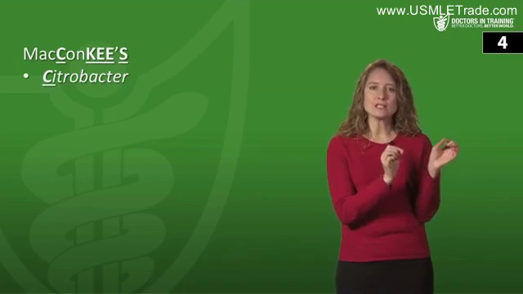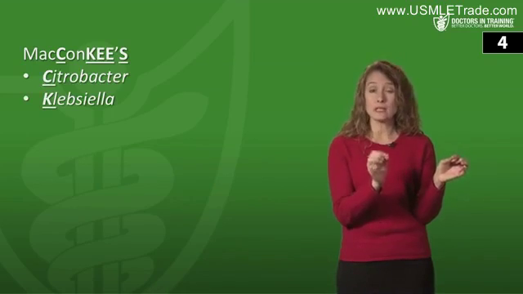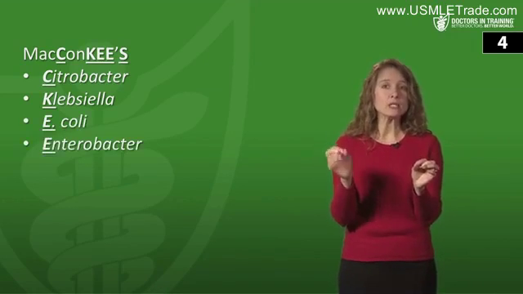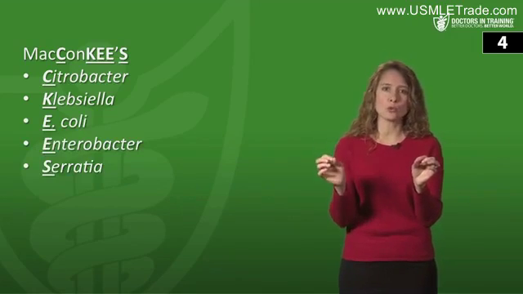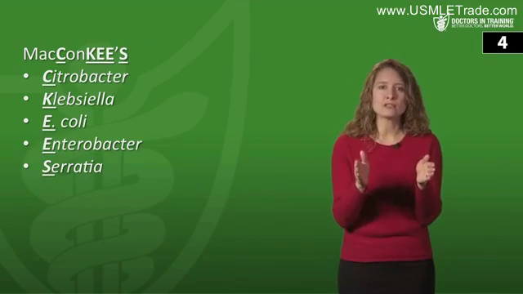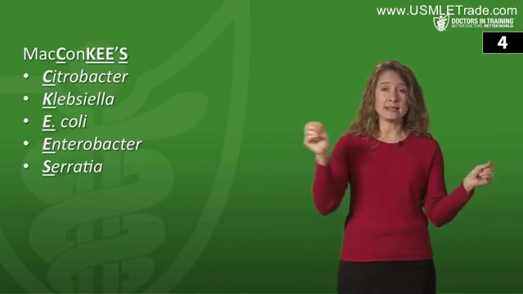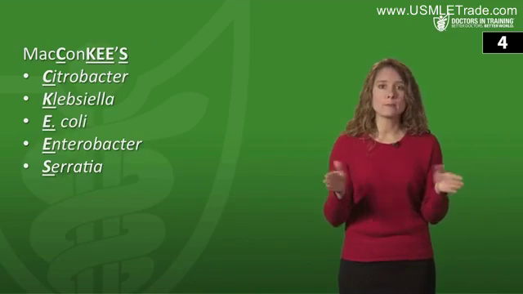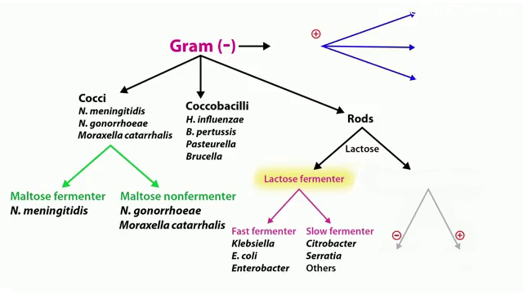So the C is for Citrobacter, the K is for Klebsiella, and the E is for E. coli. The second E is for Enterobacter, and the S is for Serratia. The 3 in the middle, the KEE, those are the fast fermenters. And the 2 on the ends, the C and the S for Citrobacter and Serratia, those are the slow fermenters. Now, those were our lactose fermenters. They turn pink on MacConkey's.